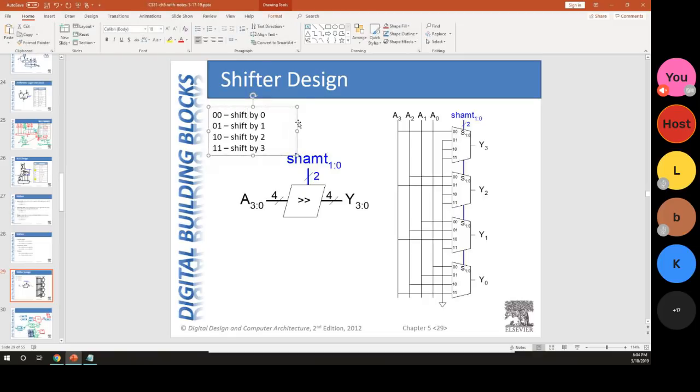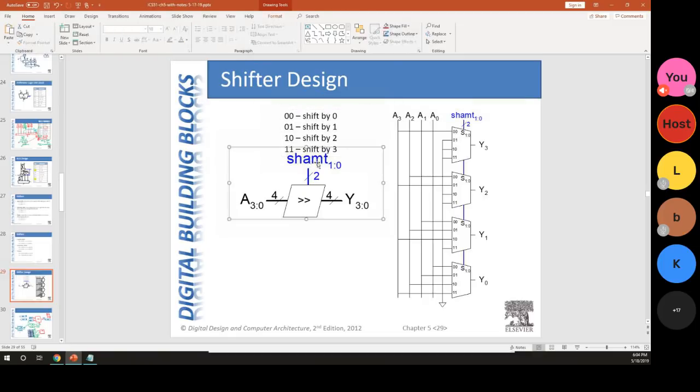These are correlated to this value, the shift amount, right? And so this is going to be the input for shift amount. Yeah, that's why Onion explained it.